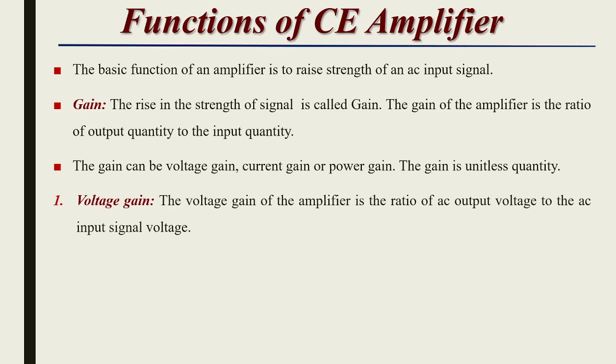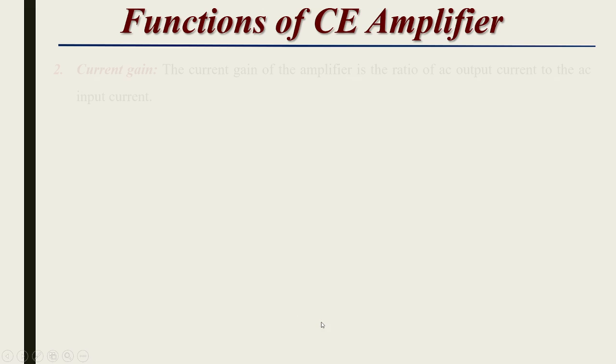First, the voltage gain. We define voltage gain as the ratio of AC output voltage to AC input voltage, denoted AV, and represented as Vout upon Vin. Gain is always represented in decibels, so the voltage gain in decibels is 20 log to the base 10 of Vout upon Vin.